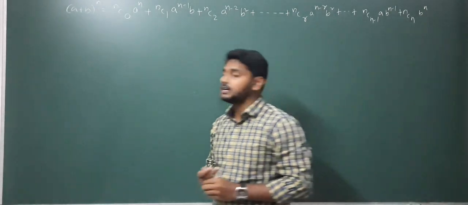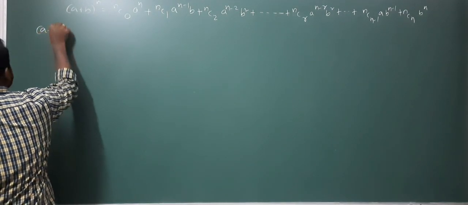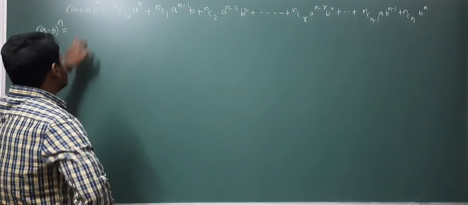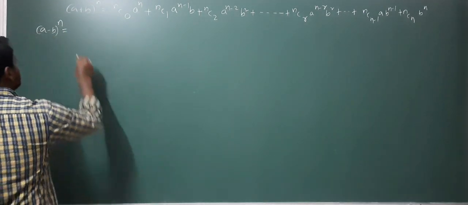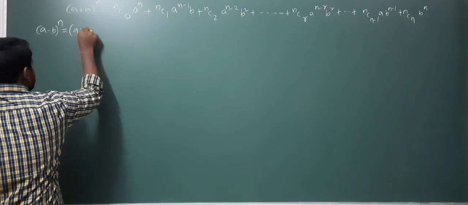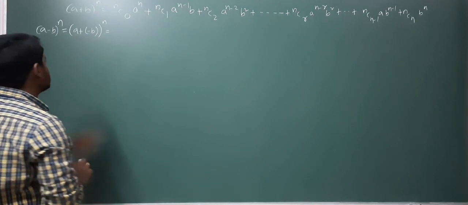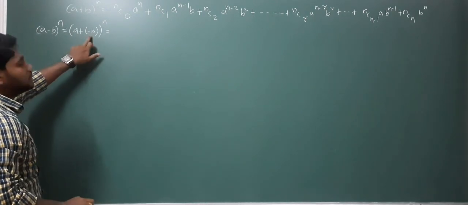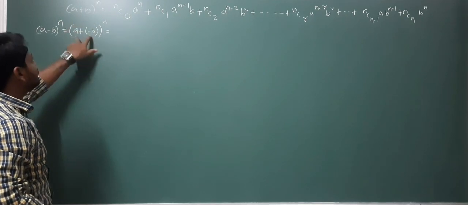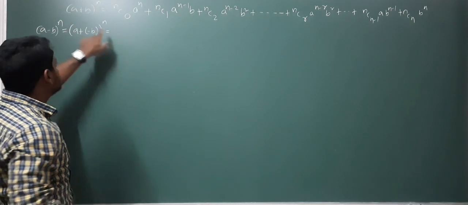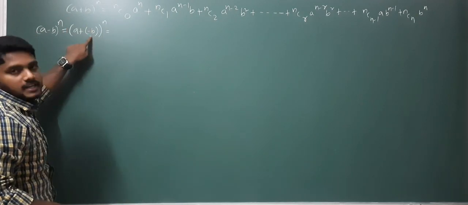Now from this formula, what about (a minus b) whole power n? We can write (a minus b) whole power n as (a plus of minus b) whole power n. Can we write like this? Minus b we can write as plus into minus, right? So now it is converted in terms of (a + b) whole power n. Wherever b is there, in that place of b we need to put minus b.